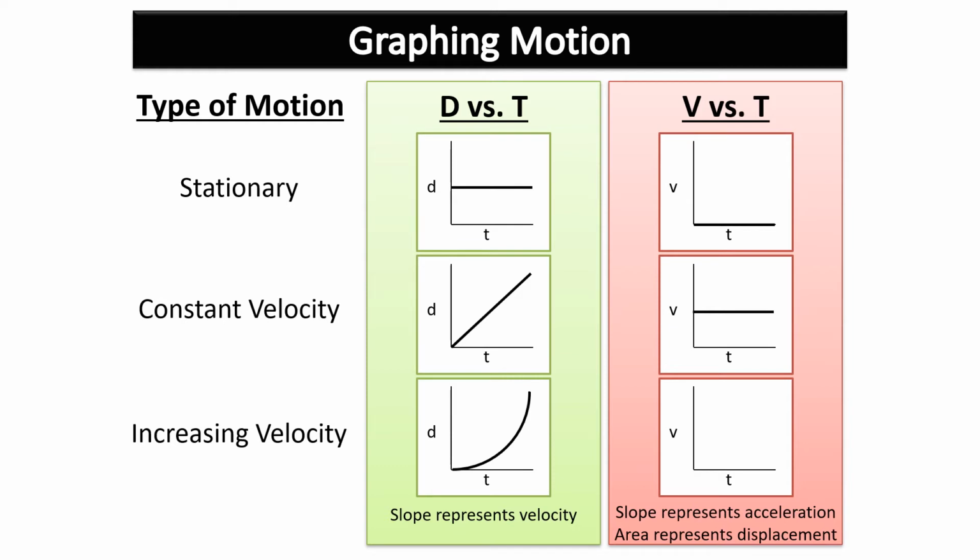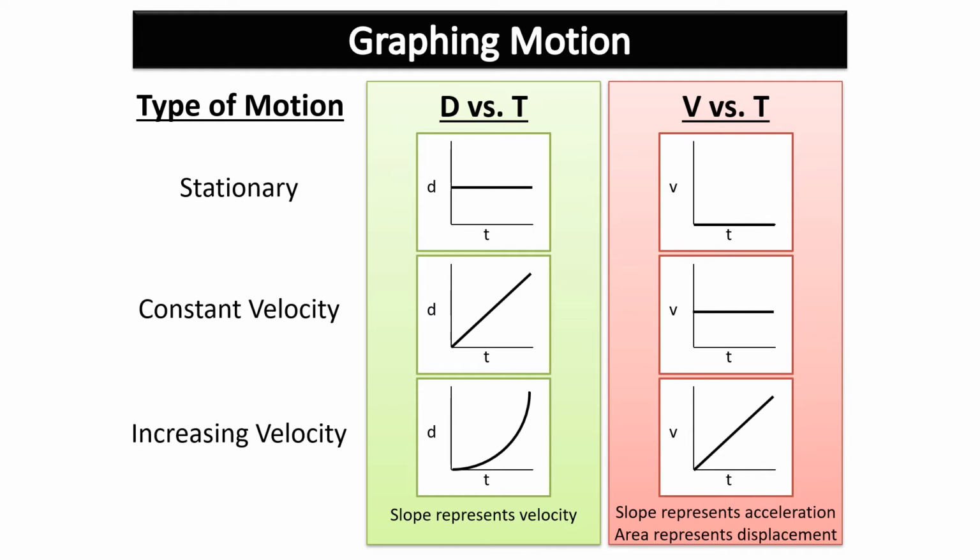And how would we represent that motion on a velocity time graph? Remember, we want an increasing velocity. So we can make it look like this, where there's a constant acceleration. You're constantly changing your velocity at the same rate.